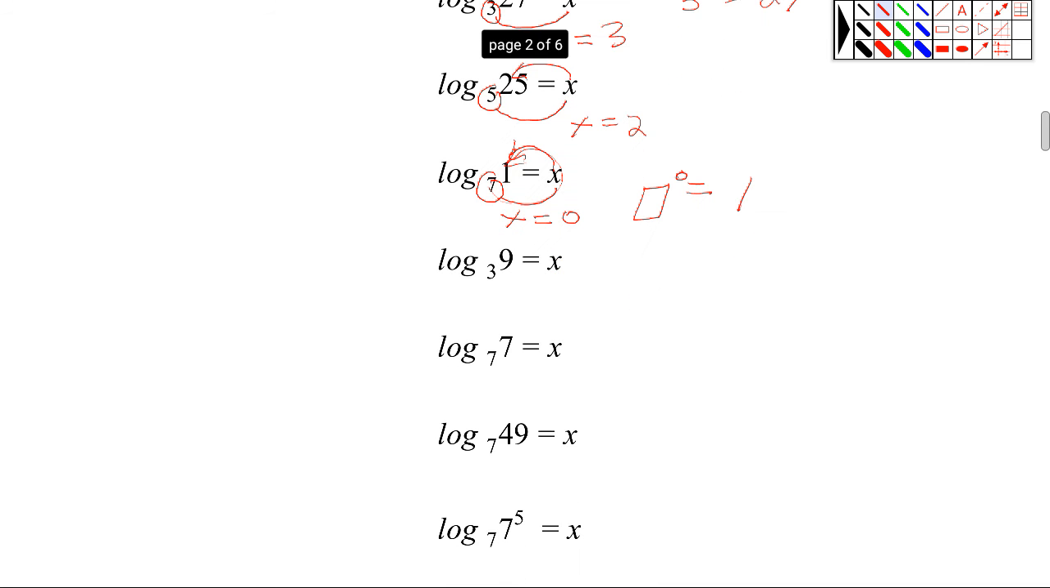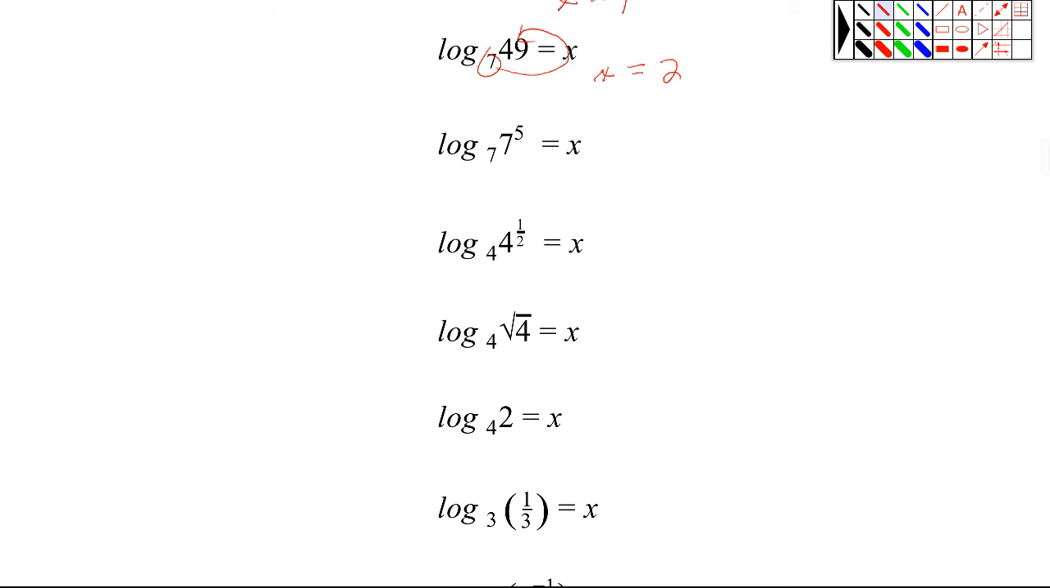Here's a repeat. What number do I raise 3 to get 9? The number I raise 3 to get 9 is 2. What number do I raise 7 to in order to get 7? Then the answer is 1. What number do I raise 7 to get 49? The answer is 2. Now here's a really silly one.